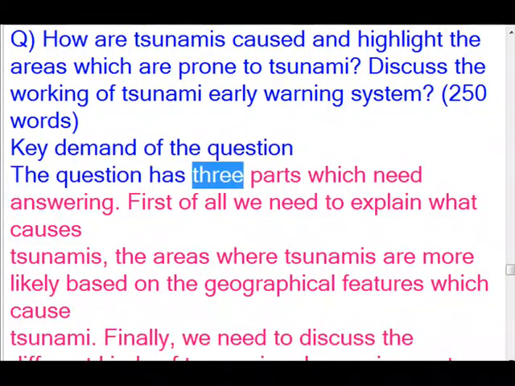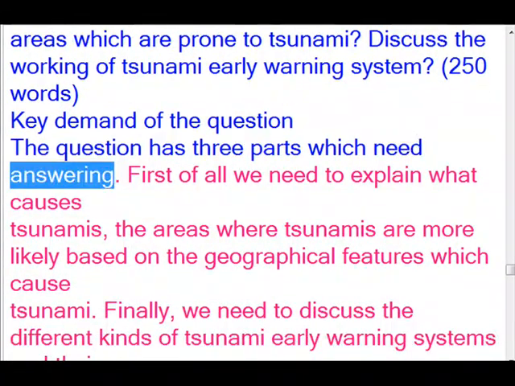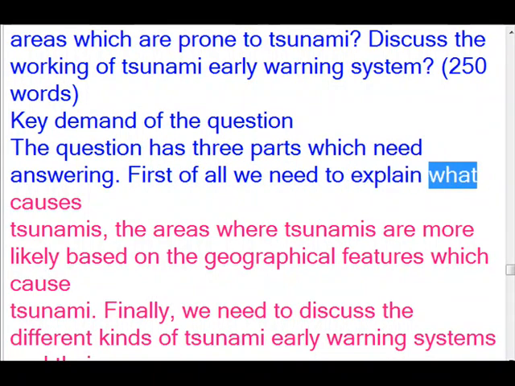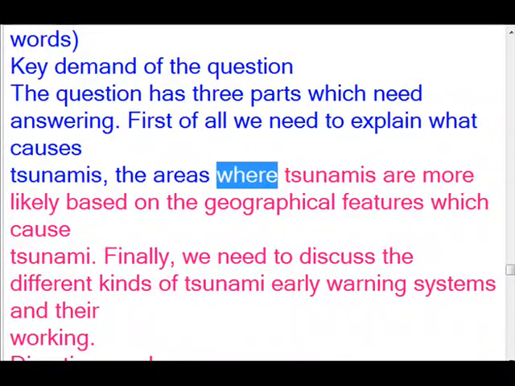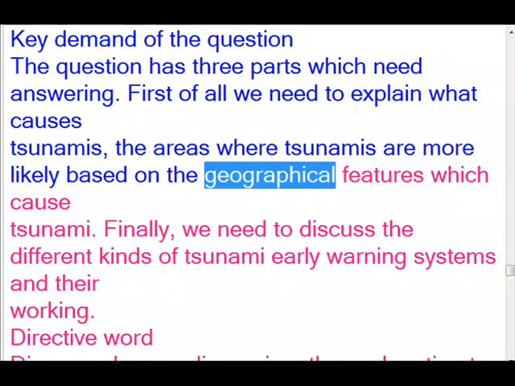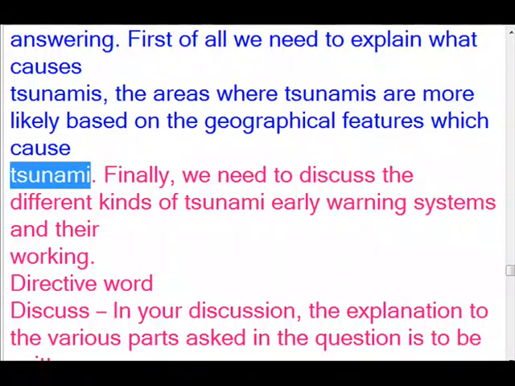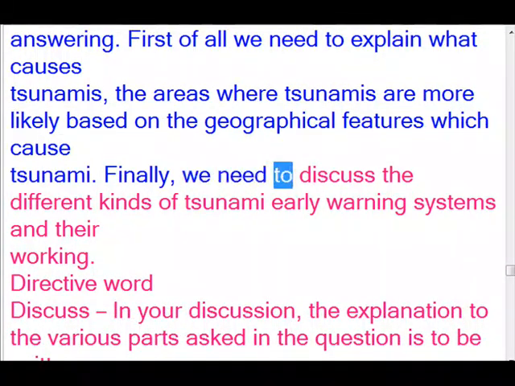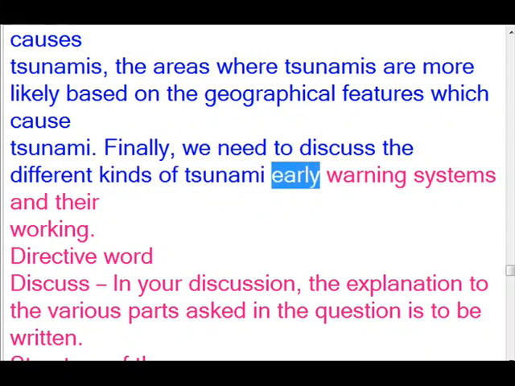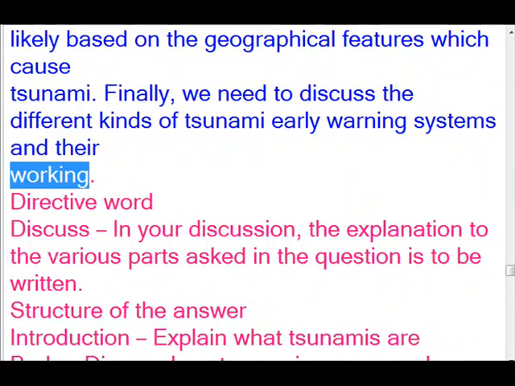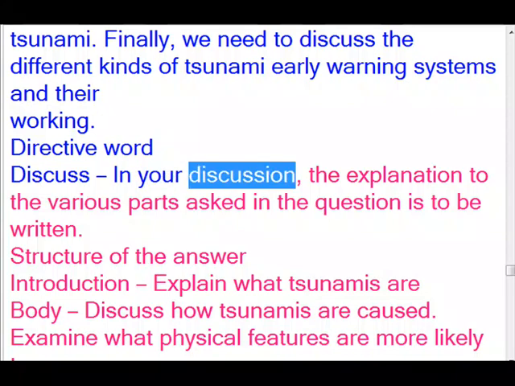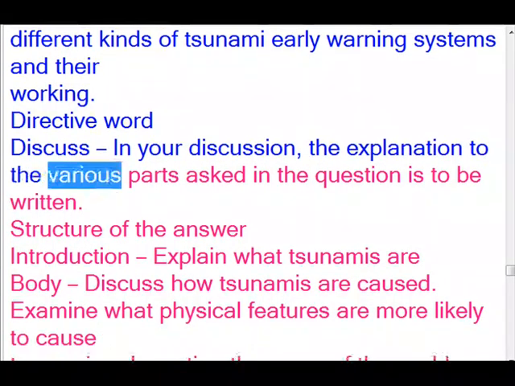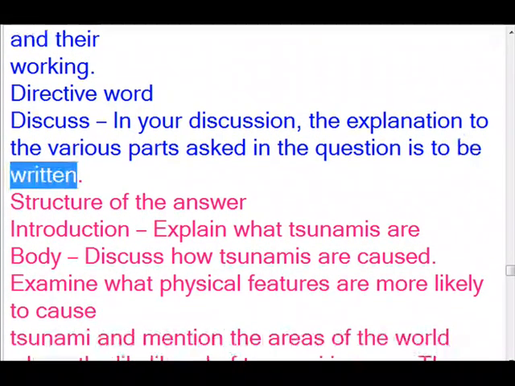The question has 3 parts which need answering. First of all, we need to explain what causes tsunamis, the areas where tsunamis are more likely based on the geographical features which cause tsunami. Finally, we need to discuss the different kinds of tsunami early warning systems and their working. Directive word: Discuss. In your discussion, the explanation to the various parts asked in the question is to be written.